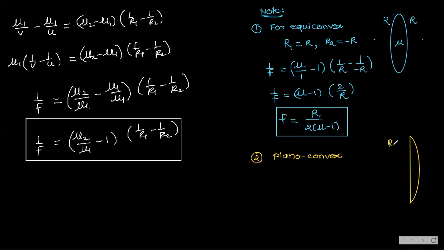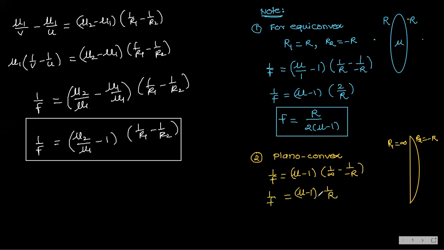So as it is a plane surface, R1 is equal to infinity, and for this, let us suppose R2 is equal to minus R, as usual. Here also you can keep minus R, no problem. So now see, let's substitute again in the formula. Directly I am substituting: 1 by F is equal to mu minus 1, 1 by R1 is 1 by infinity minus 1 by minus R. So 1 by infinity becomes 0. This is mu minus 1 into 1 by R.